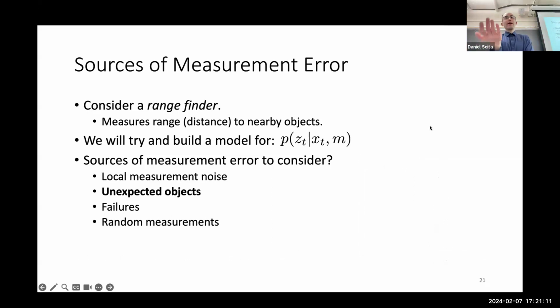All right, so unexpected objects. What happens when there are unexpected objects, like people walking around, that cause your sensors to tell you something different? Maybe you can take some time to think about what the distribution would look like. What's a reasonable choice for the shape of the distribution that we should assume if we're trying to model this? It's in the slide, so try not to look ahead, but I can't stop you. Well, you're not getting that on the midterm.